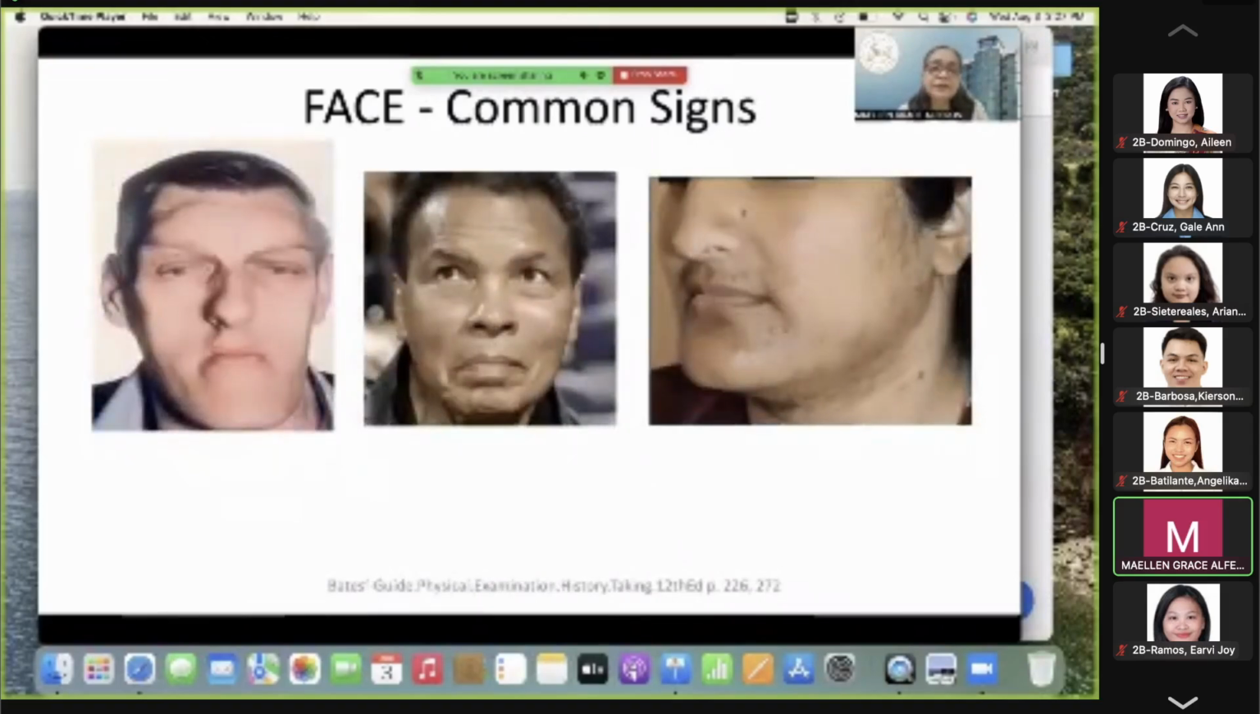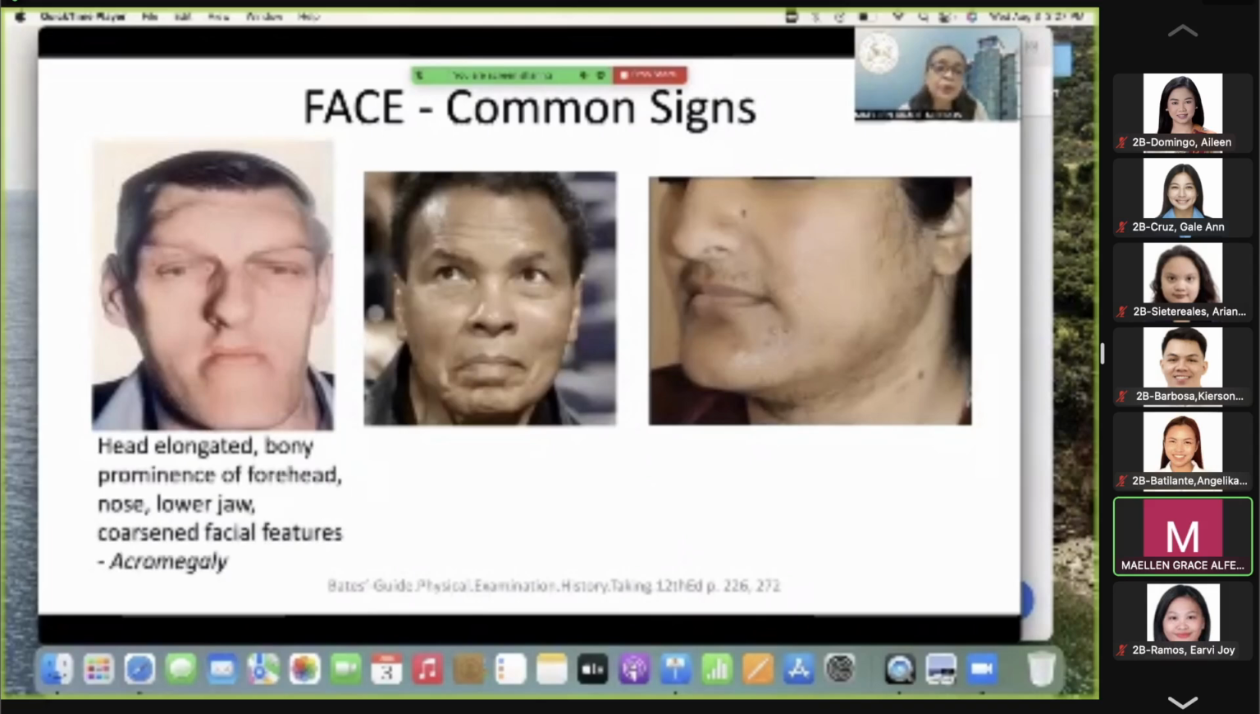Other common signs in the face. The first one, you will see that the head is elongated with bony prominence of the forehead, as well as the nose and the lower jaw. And when you look at the facial features, they are coarsened. This is seen in acromegaly or in growth hormone excess. Now, the next picture shows a mask-like facies. It's like expressionless, no? And this one is seen in those who have Parkinson's disease.